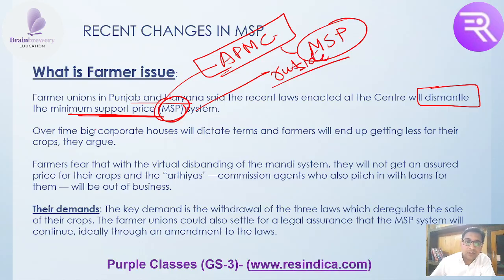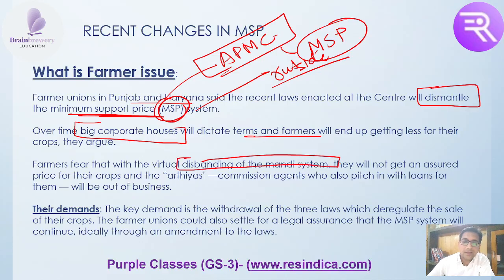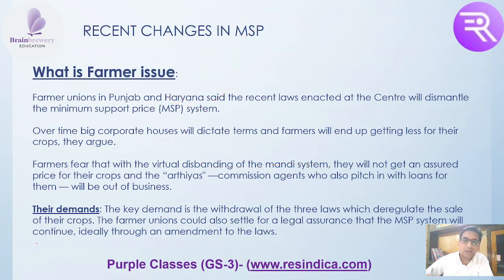So they fear that big corporate houses will dictate the terms to the farmer and they will get very less for their crops. And farmers even fear that slowly the government may disband the Mandi system. Because right now, if the Mandi system is there, there is a guarantee that the farmer is going to get that much of price.